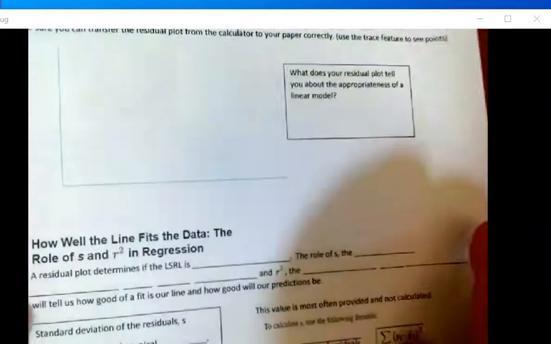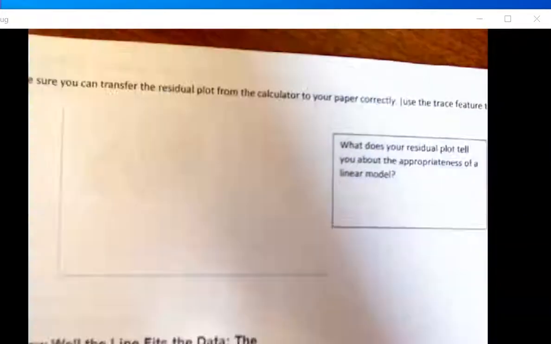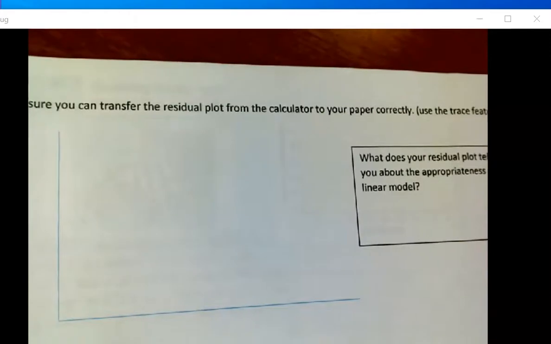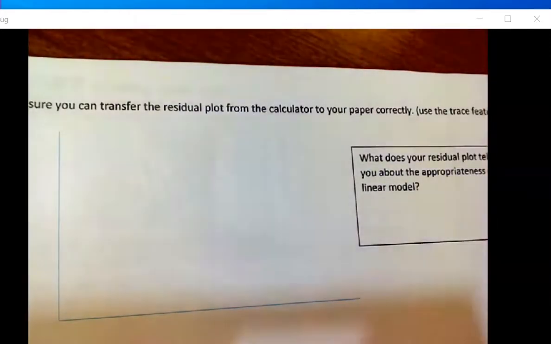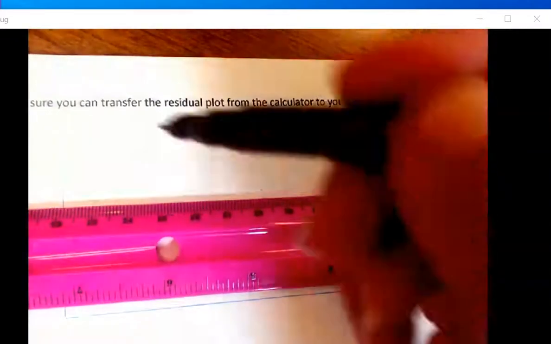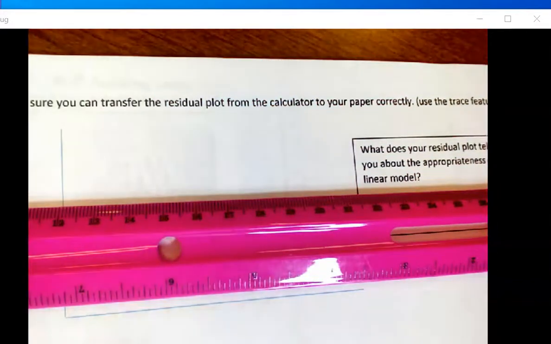So now we're going to actually come over here and graph the residual plot correctly. You do use the trace feature, and you can kind of see that you want to put 0 in the middle, and you can draw a line here.